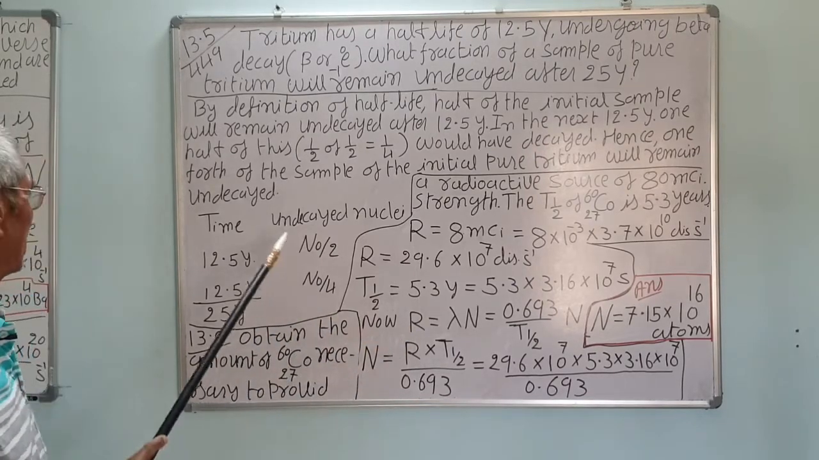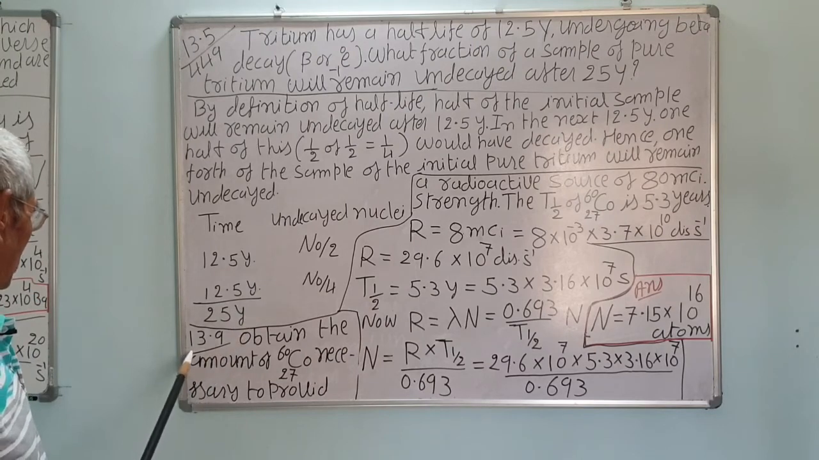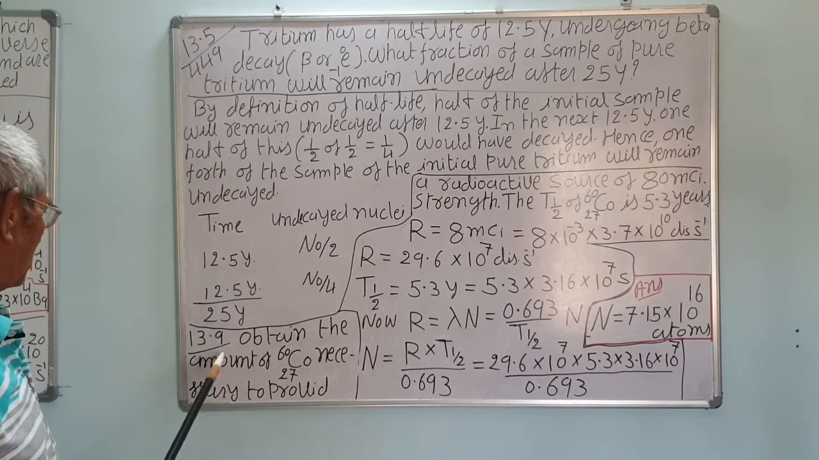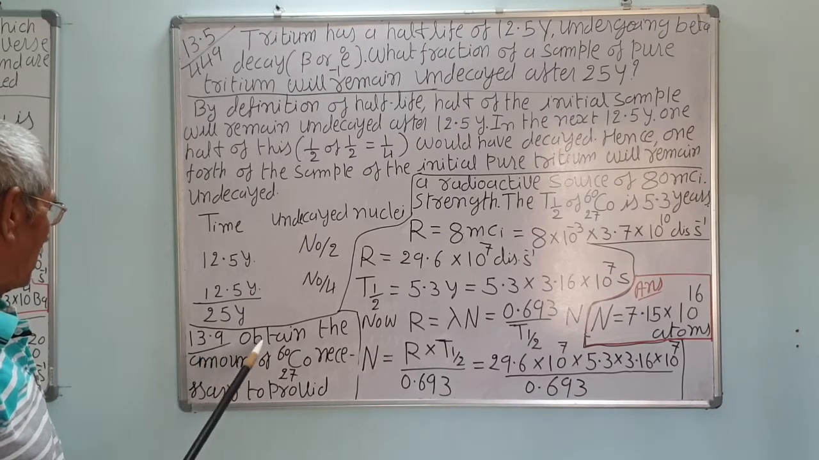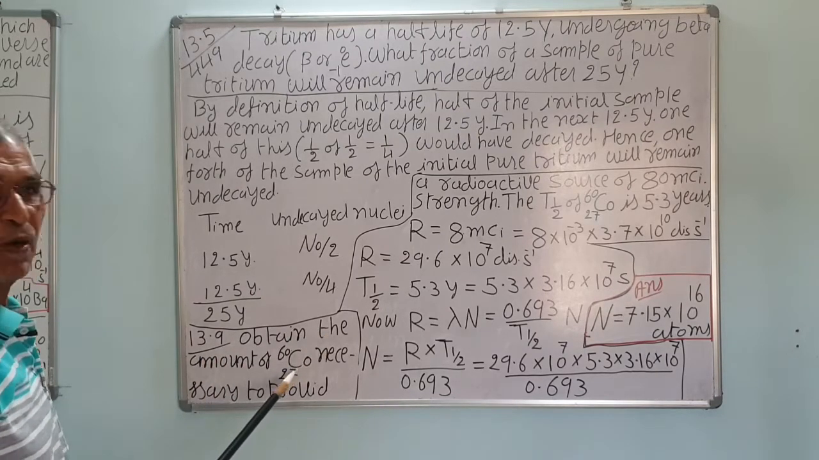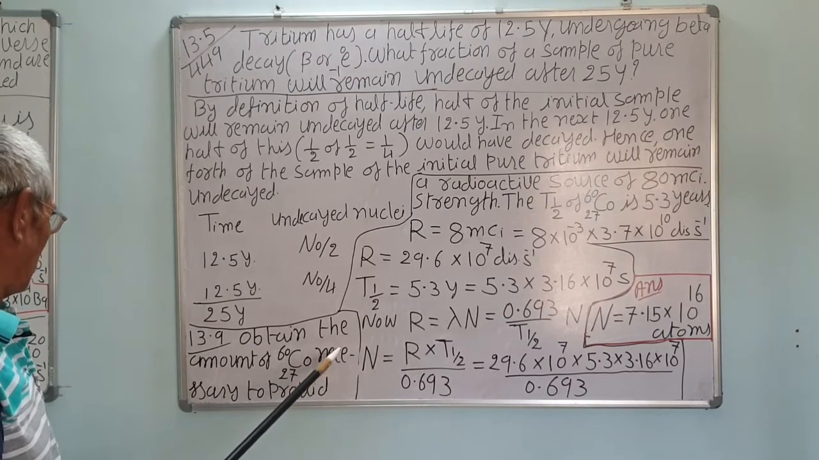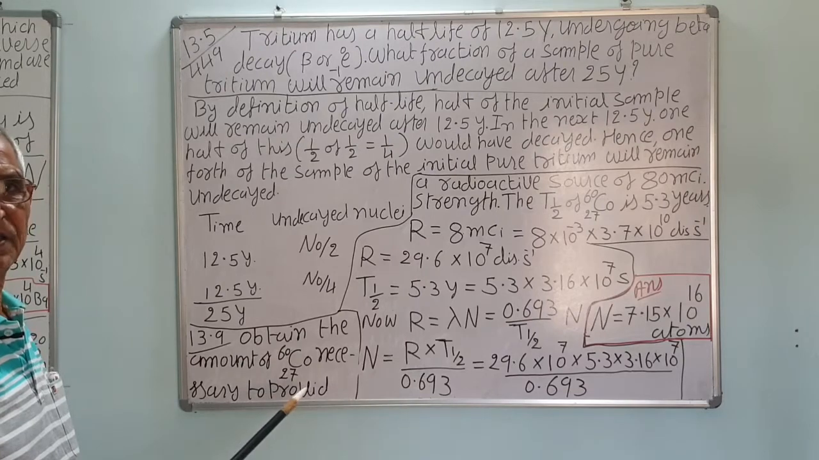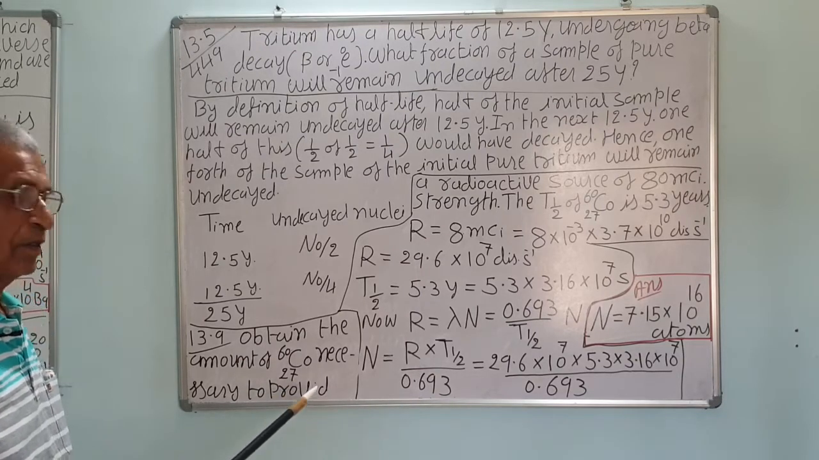Next example is very simple. 13.9, correct. So this is a very simple example, easy. 13.9, obtain the amount of cobalt-60. This is the isotope of cobalt used for curing cancerous cells. It is a gamma emitter, correct.